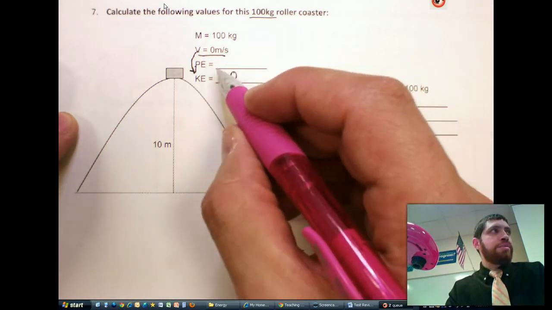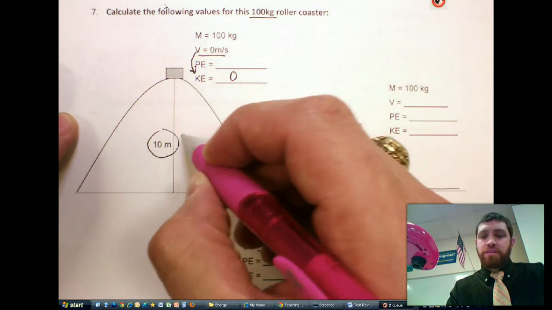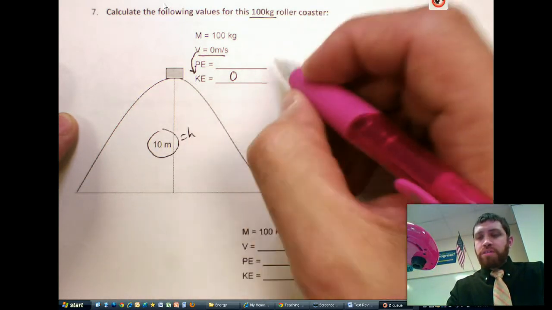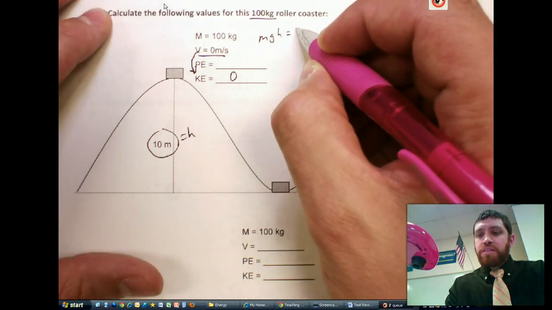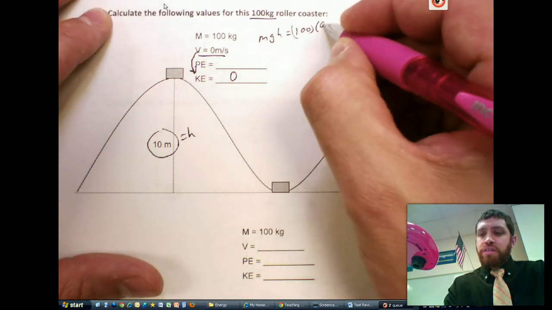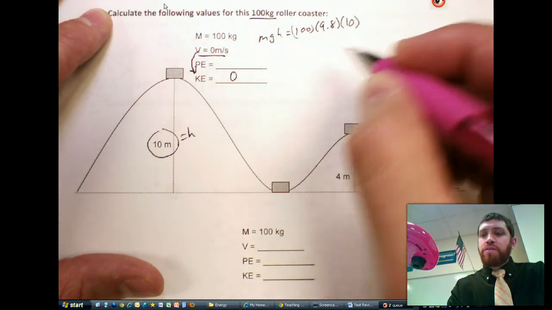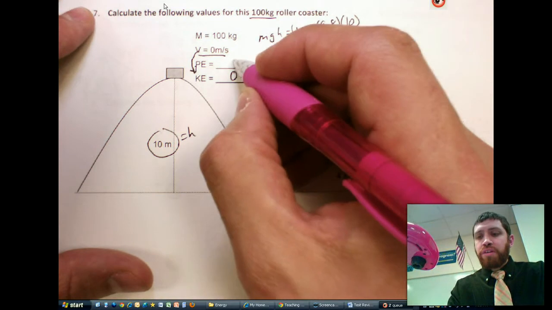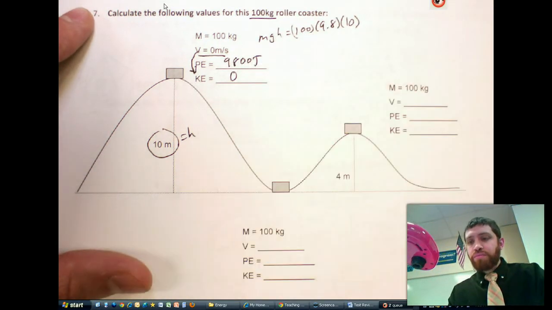Therefore, all the energy up here at the top is going to be potential energy, which strictly depends on the height. So potential energy is mgh, and that's mass 100 times 9.8, and the height is 10. 100 times 10 times 9.8 will give you a potential energy of 9,800 joules.